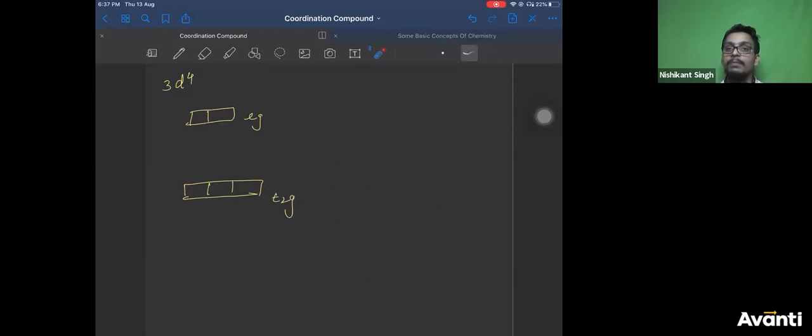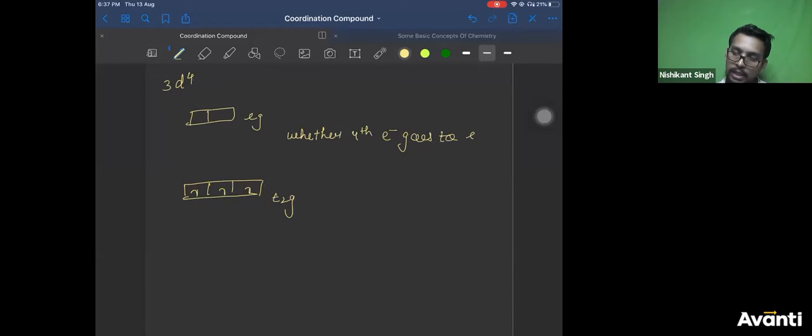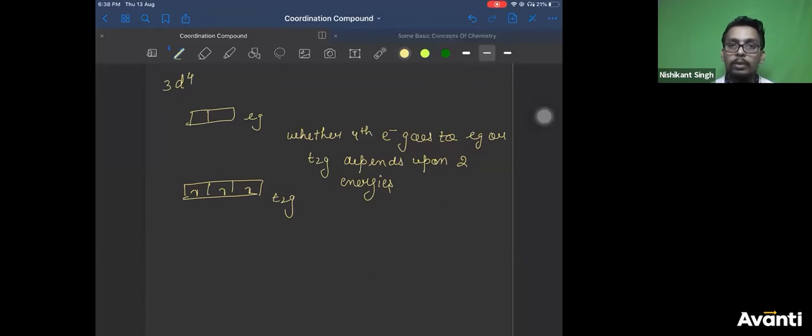We cannot directly say that. So now 1, 2, 3 is fine. Now whether the fourth electron goes to EG or T2G depends upon two energies. Right? What are those two energies? First is obviously delta O. Second is pairing energy.